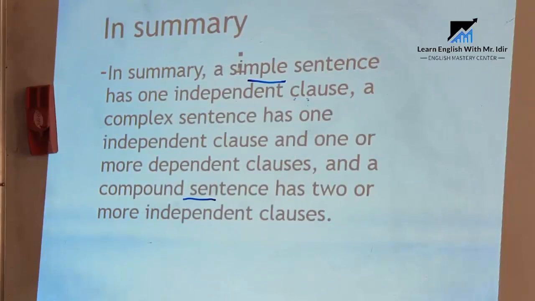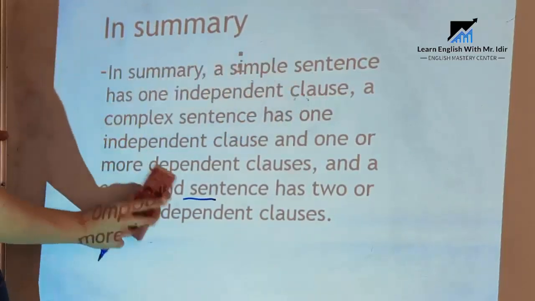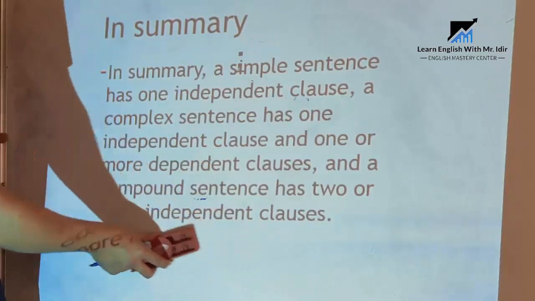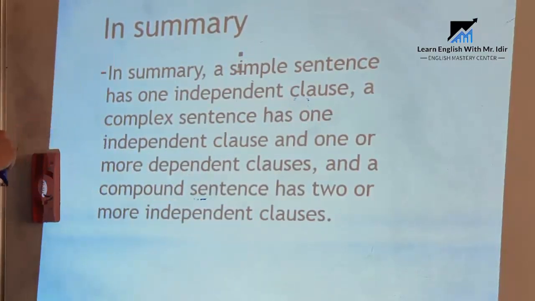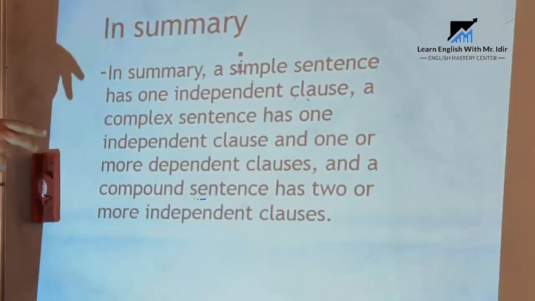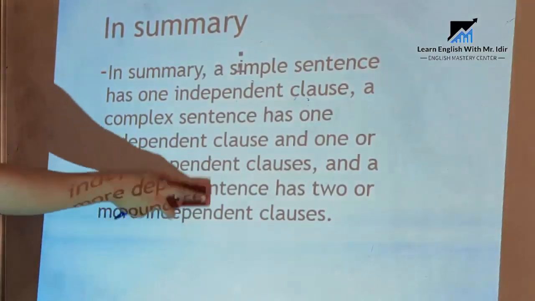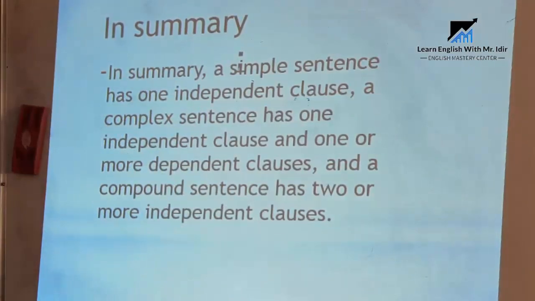In summary, a simple sentence has one independent clause. A complex sentence has one independent clause and one or more dependent clauses. And a compound sentence has two or more independent clauses. I hope you have understood today's lesson.